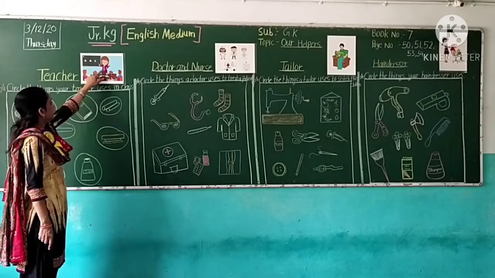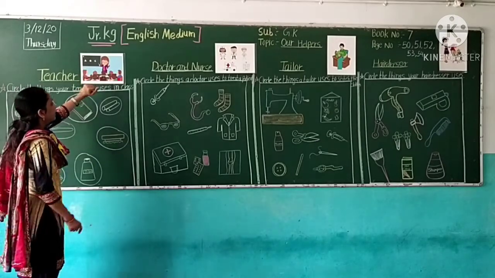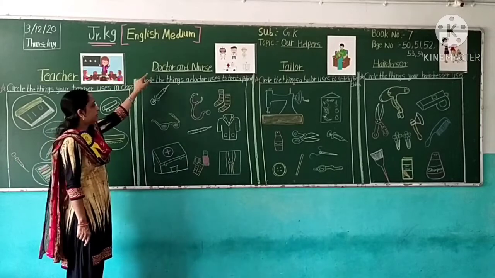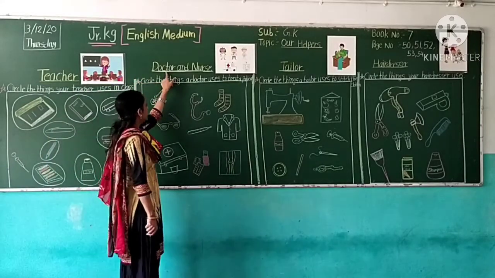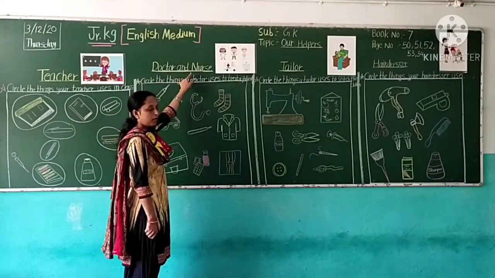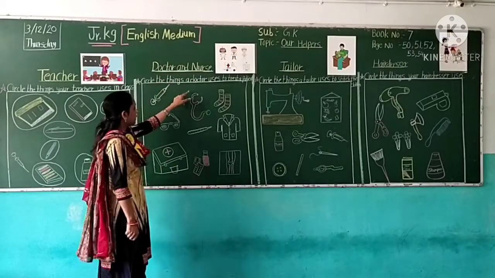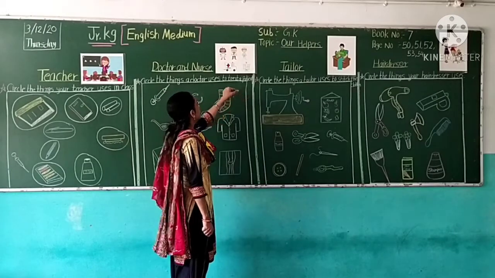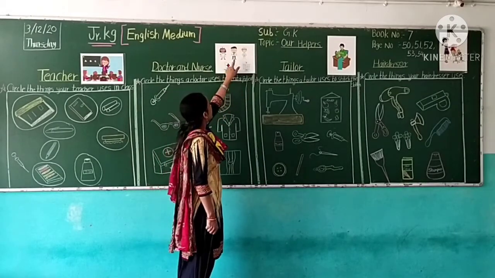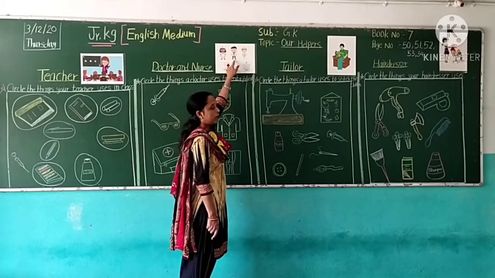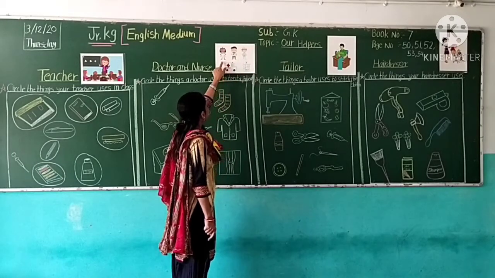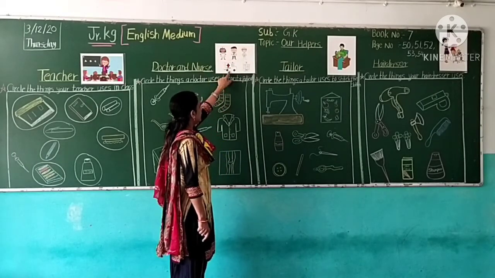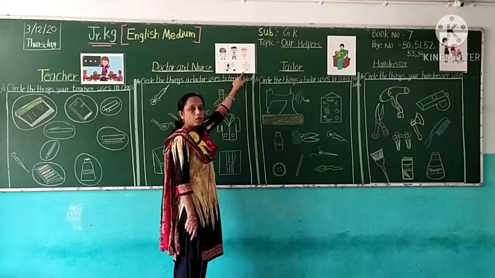And this flashcard is teacher. Okay. Our next exercise is doctor and nurse. Circle the things our doctor uses to treat a patient. So look at this flashcard. Which picture is this? Doctor. What is this? Nurse. This ambulance. And this hospital.